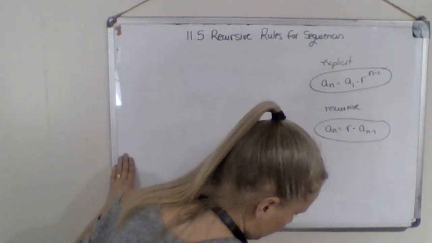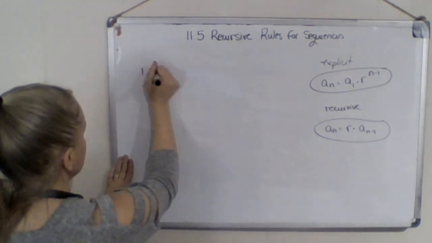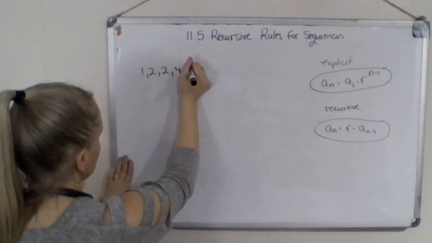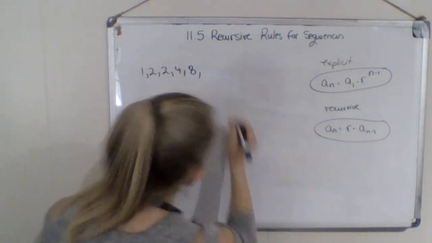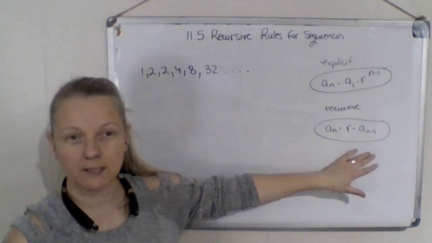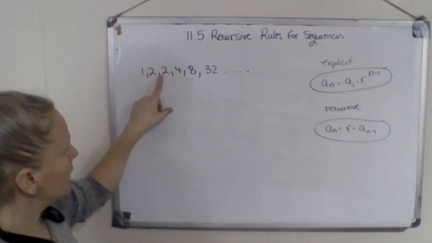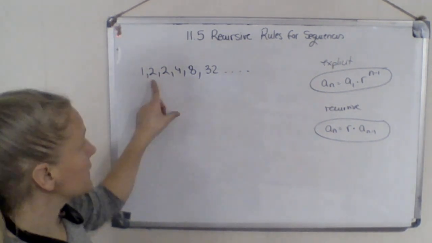Now, let's look at the last part of this, which is example 3 from the working class. And it says, write the recursive rule for the sequence: 1, 2, 2, 4, 8, what's after 8? 32. We need to come up with a recursive rule, which means we're going to have to write this term in terms of this term, this one in terms of something, this one, and so forth.